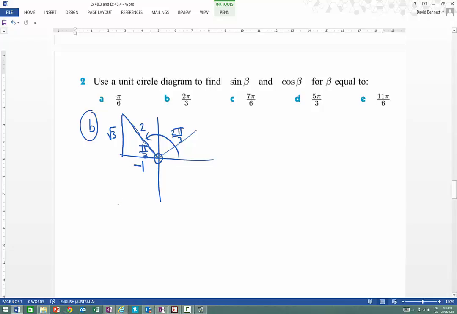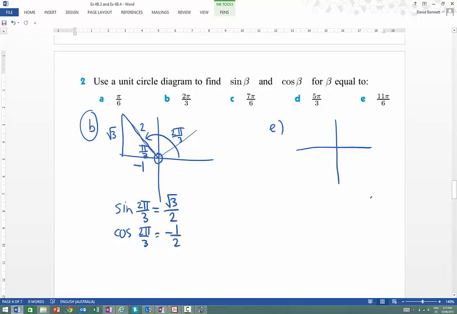So we can say that sine of 2 pi on 3 is equal to the opposite side, which is root 3 over the hypotenuse 2, and cosine of 2 pi on 3 is the adjacent side, negative 1 on 2. Now remembering the South Australian Tennis Club, we know that in this quadrant over here, sine's the only one that's positive. So that makes sense, doesn't it?